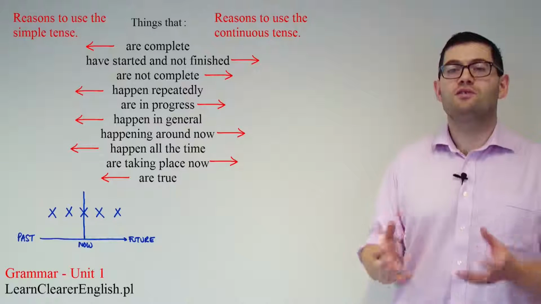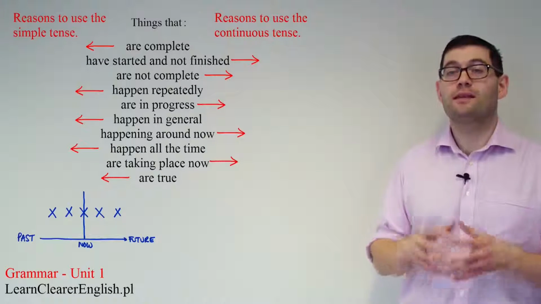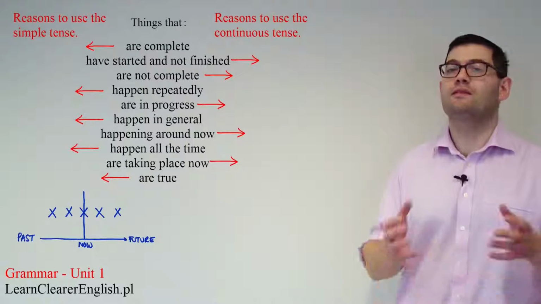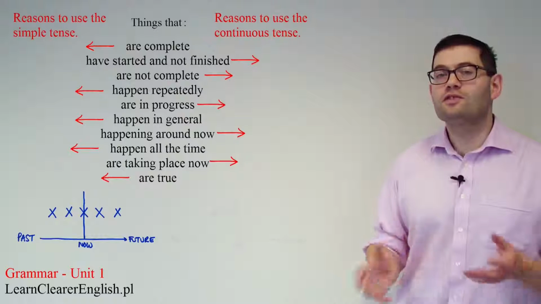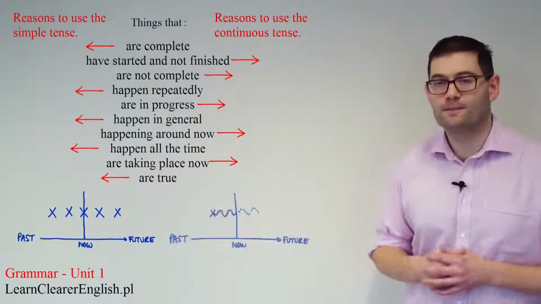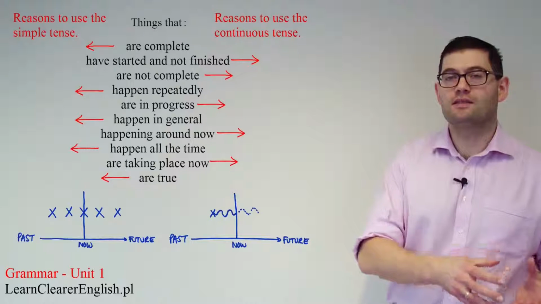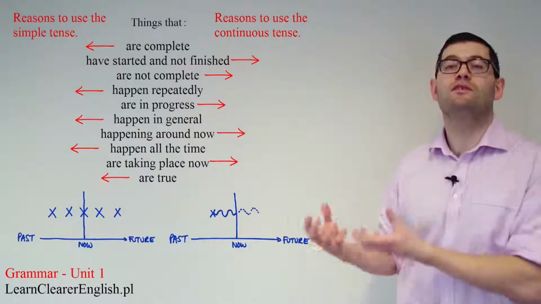The continuous is also used to describe things which are happening now. The question, what are you doing, refers to your activity now. The continuous form looks something like this. Here we can see something which has started in the past, continues till now, and will continue into the future.